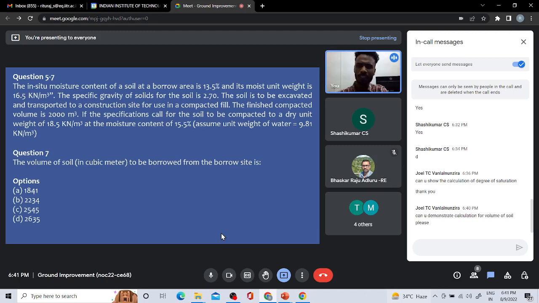Along with that, a bit of calculation. We'll be equating the weight of the soil which we are taking from the borrow side to the compacting field side. If we assume that while transporting the soil there is no loss in between, we can equate the weight of the soil taken from the borrow side to the compacting field side. With the help of that, we can solve for the volume of the soil.